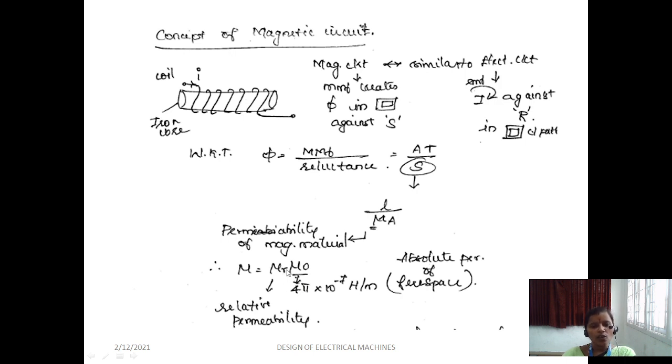Considering a medium of air, the relative permeability mu r can be given as 1, and this value changes according to the medium you choose. And mu naught is the absolute permeability of free space, a fixed value given as 4 pi into 10 power minus 7 henry per meter.